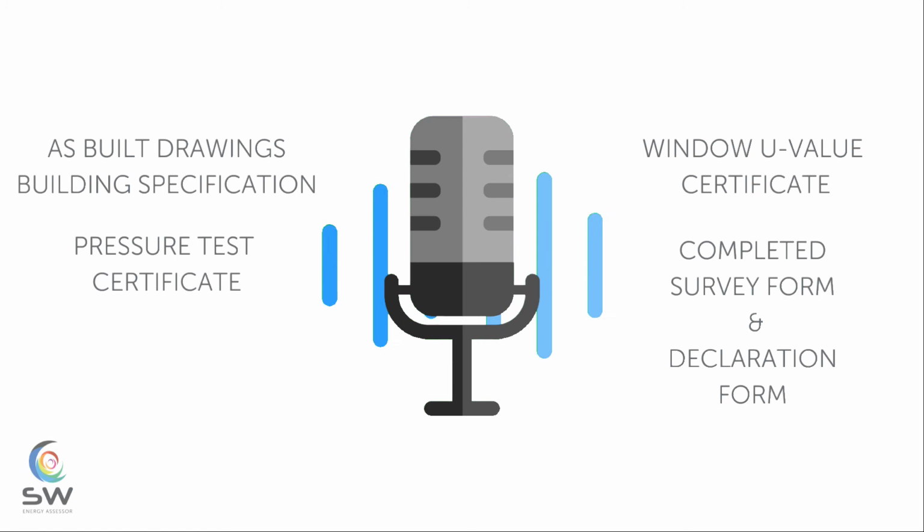A separate link will be sent to you when you request an as-built stage SAP calculation, which highlights how to fill out the forms and examples of a pressure test certificate and a window U-value certificate. Once we have completed the as-designed SAP calculation, we will also issue you with an on-construction energy performance certificate, which will be required by building control.